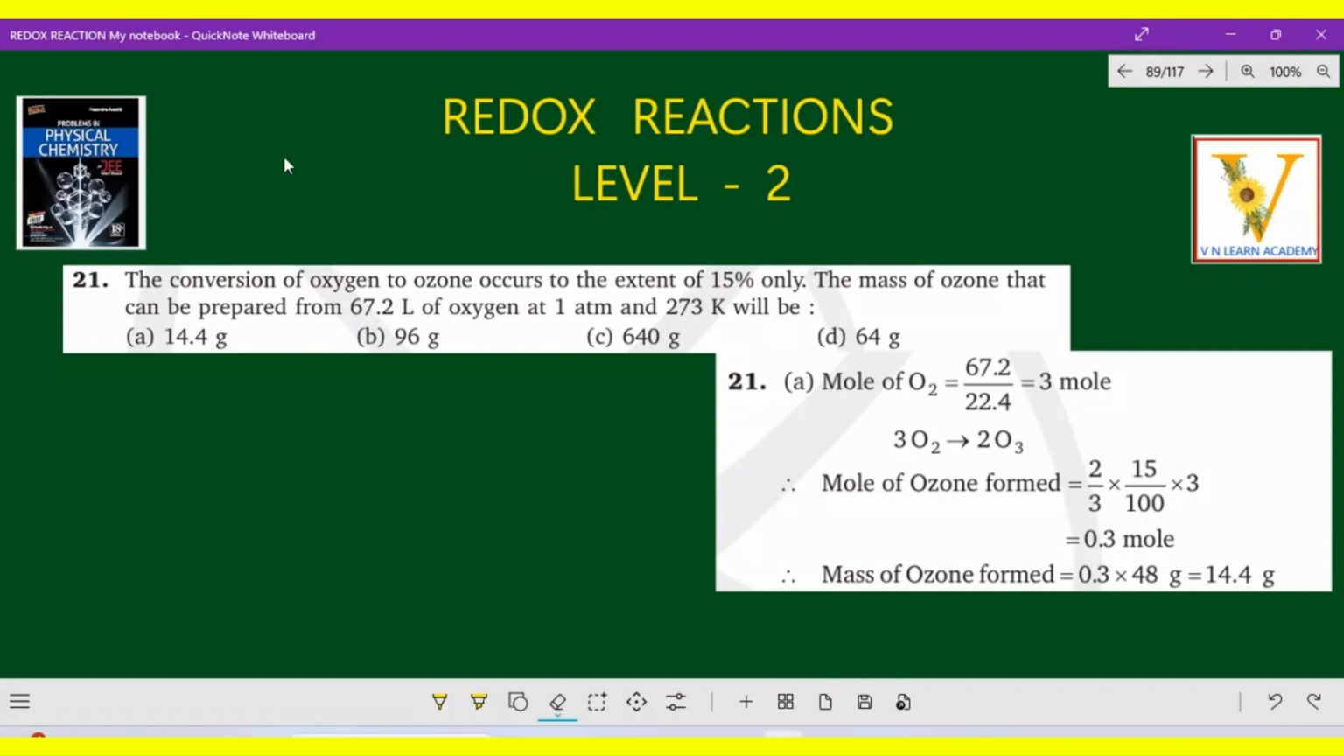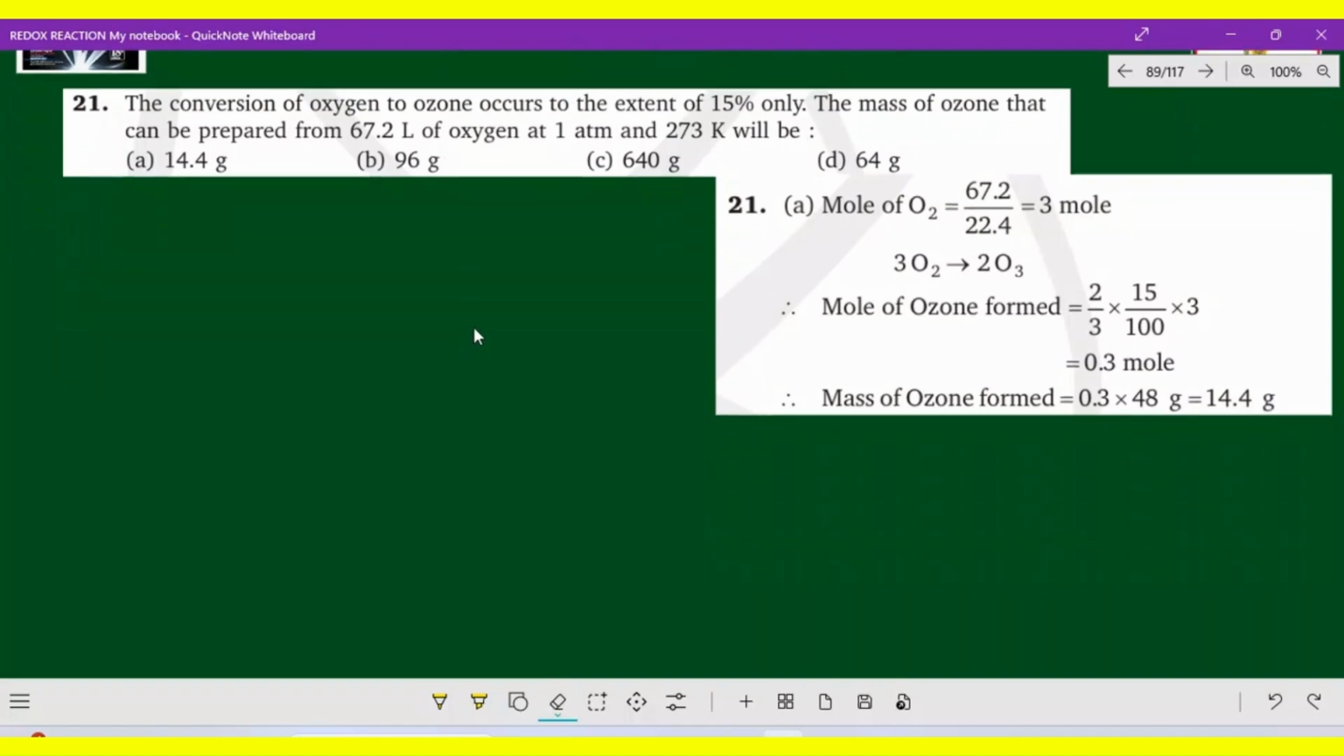And the second one, conversion of oxygen to ozone occurs to a certain extent, so from the moles we can identify the moles of oxygen converted. And the third one, finally, through the stoichiometric equation, we will identify the mass of ozone, by comparison between the two. Come on, let us deal with this.